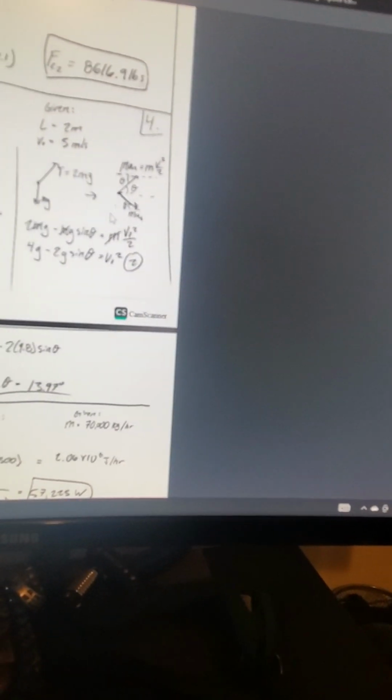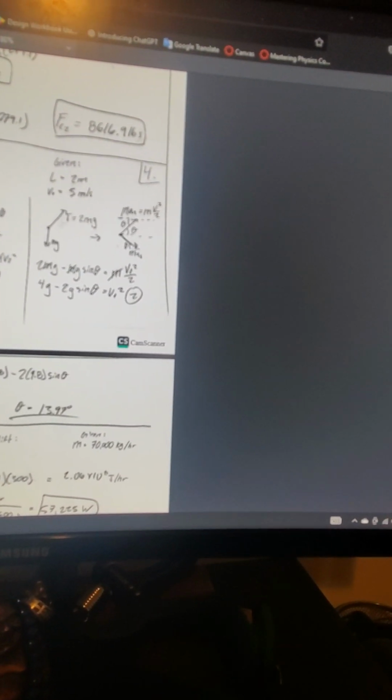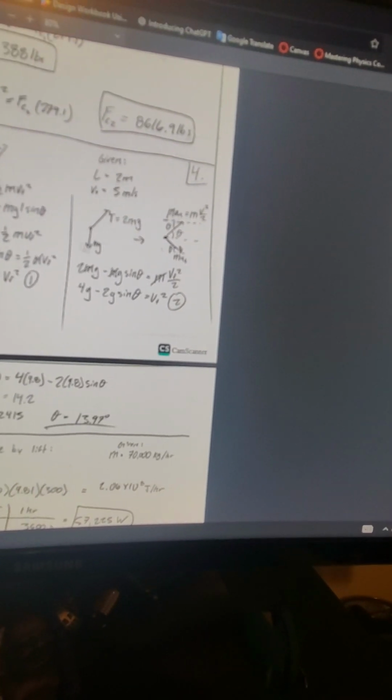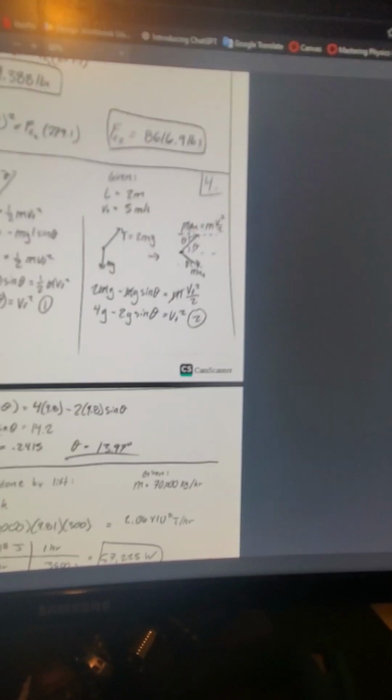So basically what I did is I did it again in the normal tangential coordinate plane here, because it's a ball on a string. So I use the acceleration is going to equal the velocity squared over the length of the rope. You can leverage that, use Newton's law, where the net force is going to equal the mass times the acceleration.